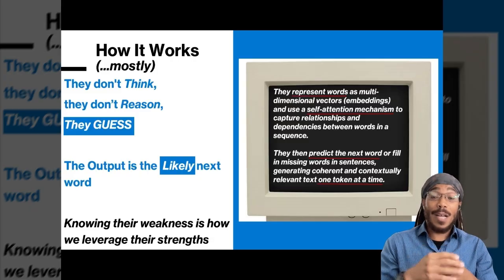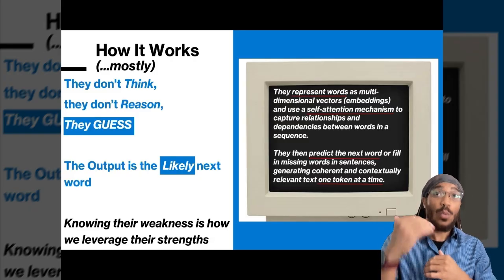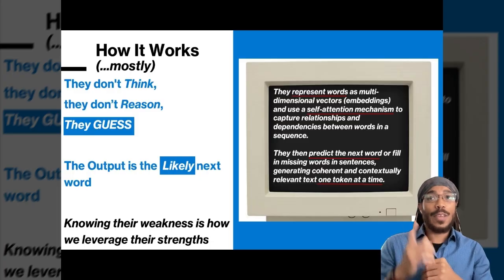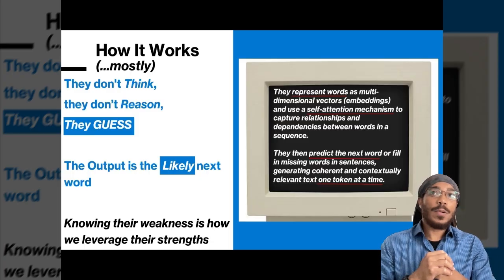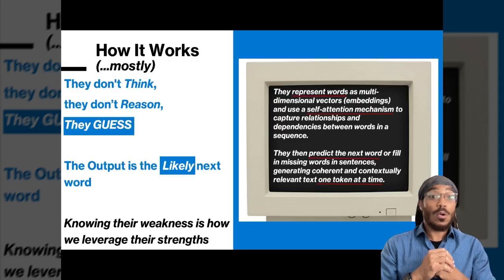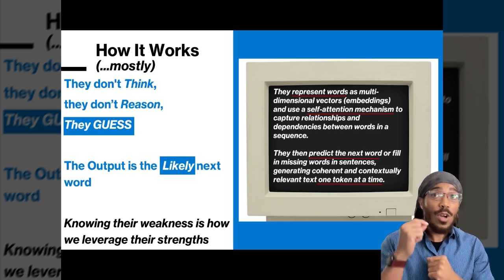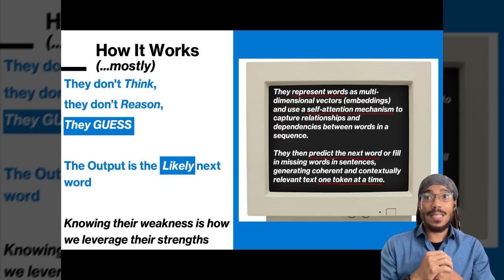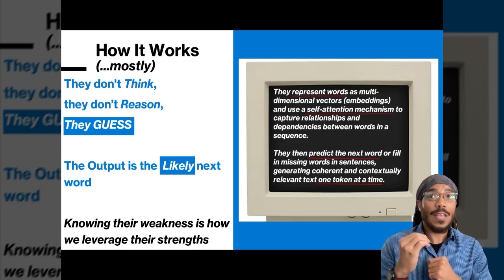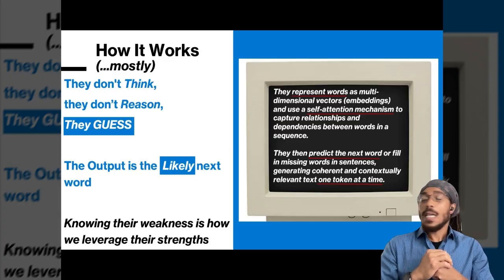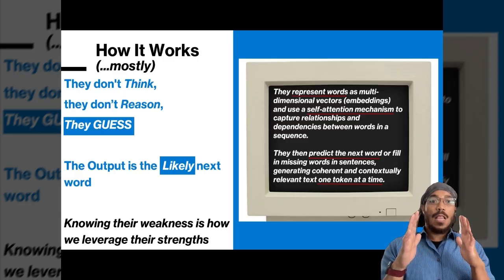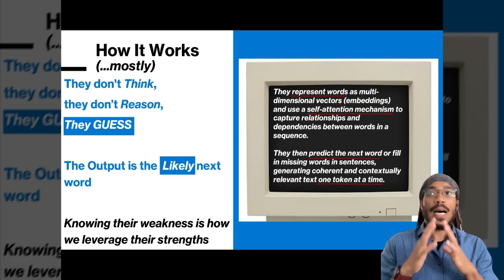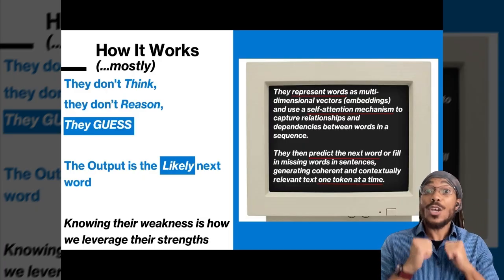I asked one of the chatbots, Perplexity specifically, how they work. And the most key piece that they came back with was this: LLMs represent words as multidimensional vectors or embeddings and use a self attention mechanism to capture relationships and dependency between words in a sequence. LLMs then predict the next word or fill in missing words in sentences, generating coherent and contextually relevant text one token at a time. Now, that's a really complex way of saying that they don't think, they don't reason. These bots, they guess. And they're really good guessers.